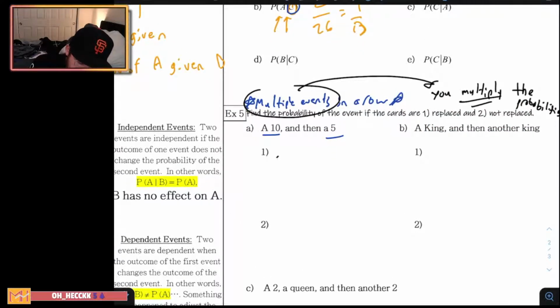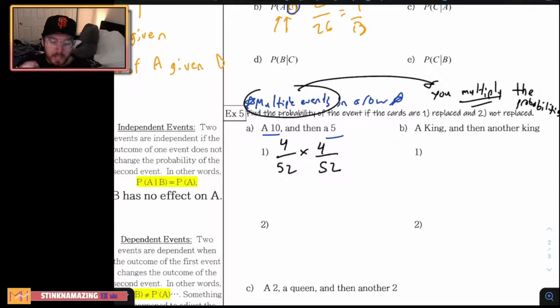I have 52 cards in the deck, yeah? How many of them are 10s? 4. Okay. And then we multiply that by the probability of the next event. If I pick out a 10 and then I put it back in the deck, in other words, I replace the 10, I put it back where it came from, there are still 52 cards in the deck, and now there are still 4 5s. So that's my probability.